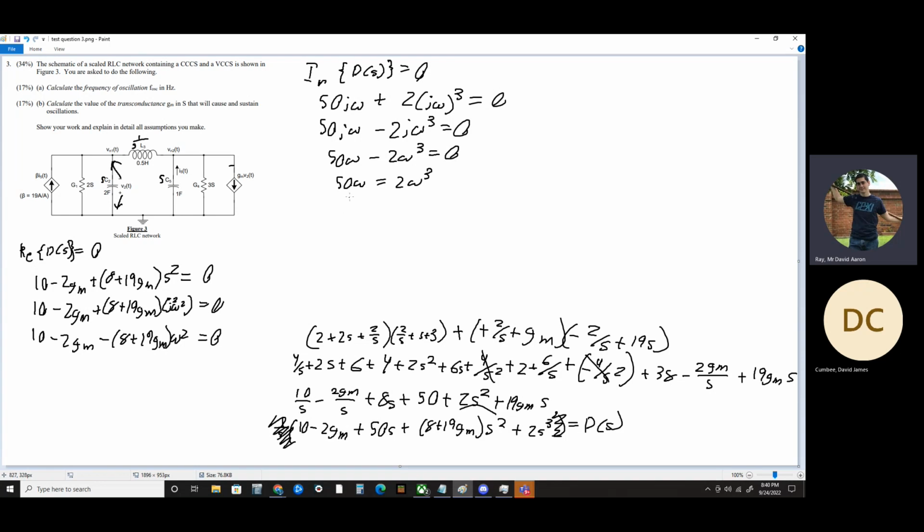And then you can divide both sides by omega. And that'll get you 50 equals 2 omega squared. And then that gets you omega squared equals 25. And then omega equals square root of 25, which equals 5.